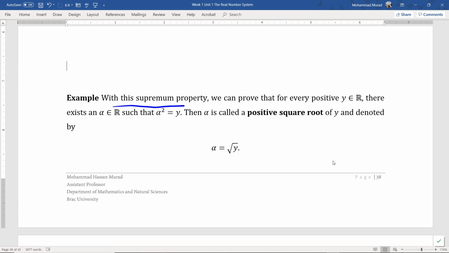With this supremum property of R, we can prove that for every positive element y in R, there exists an element alpha in R such that alpha squared equals y. Then this alpha is called a positive square root of y, denoted by the radical symbol. So this example, with the help of the supremum property of R, guarantees that every positive number y has a positive square root. This is the existence theorem for the positive square root.